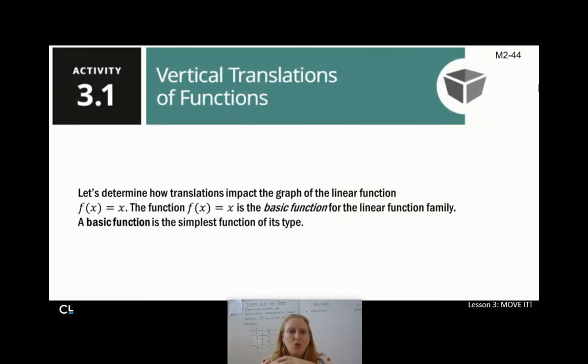So let's determine how translations impact the graph of the linear function f of x. Now, we say the function f of x equals x is the basic function for the linear function family. I mean, check it out. It's f of x equals x, right? My slope is 1. My y-intercept is 0. It is the basic function for the linear function family. And a basic function is just the simplest function of its type. That's all it is.